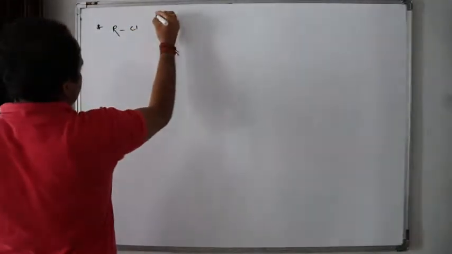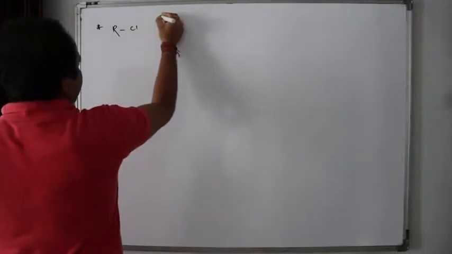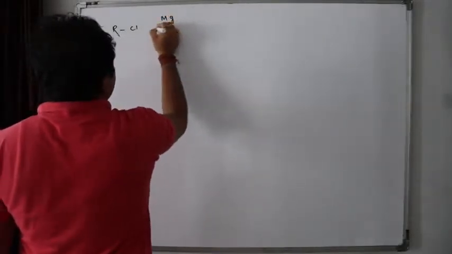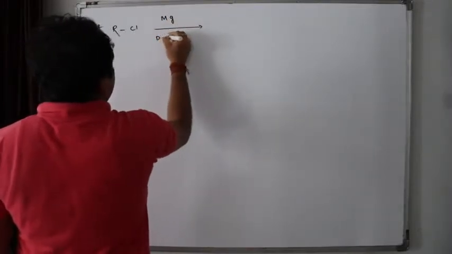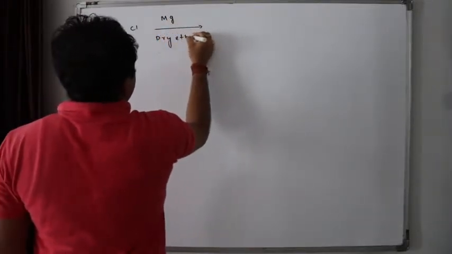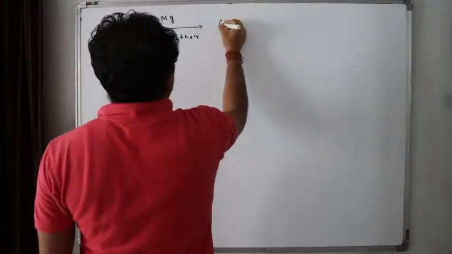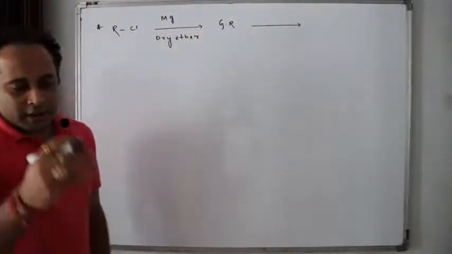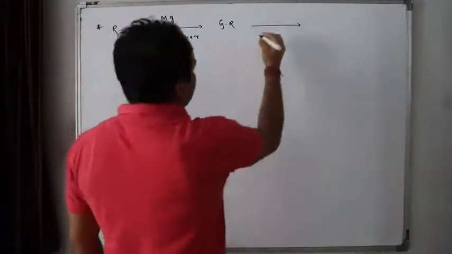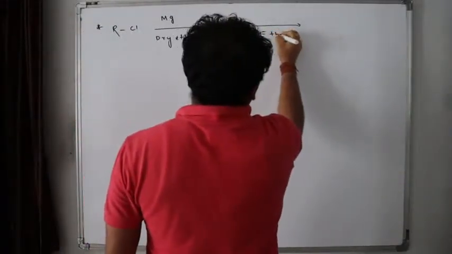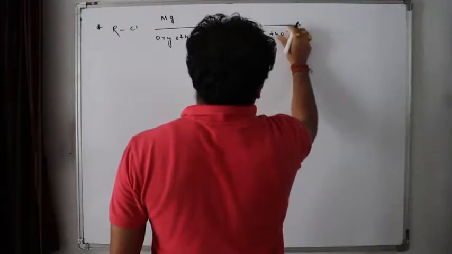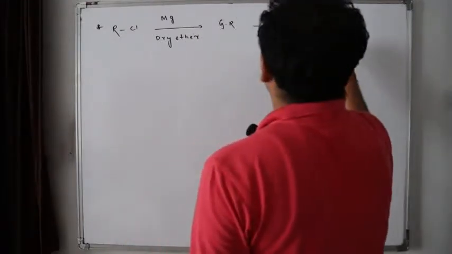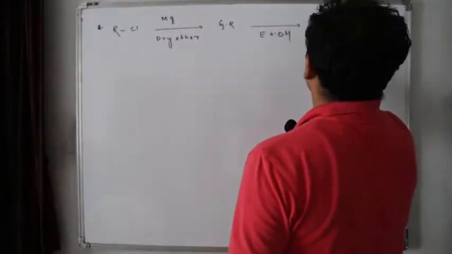Alkyl halide, if I treat with magnesium in dry ether medium, I'll get a Grignard reagent. Okay. And if this Grignard reagent is treated with ethanol, I got something like this.